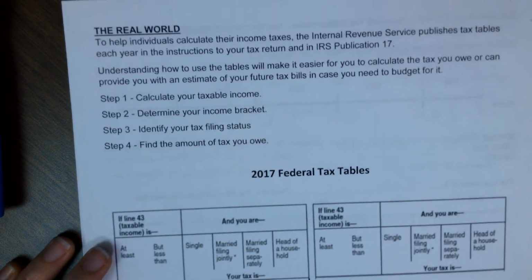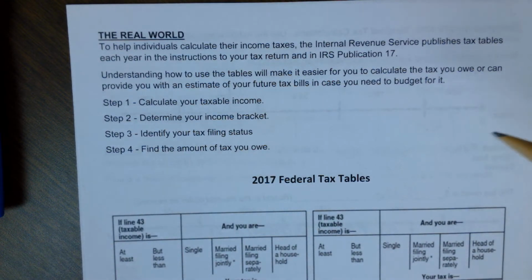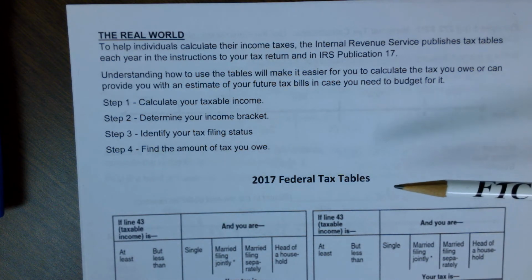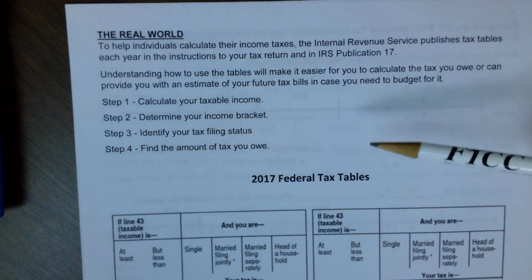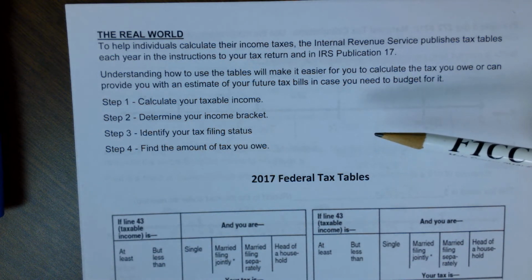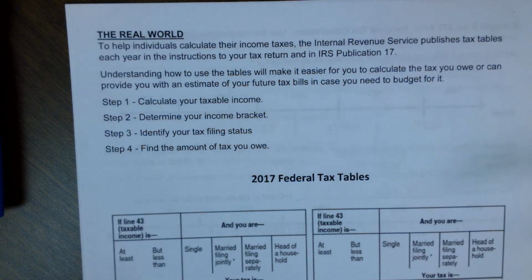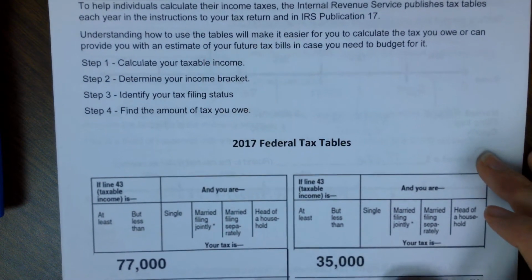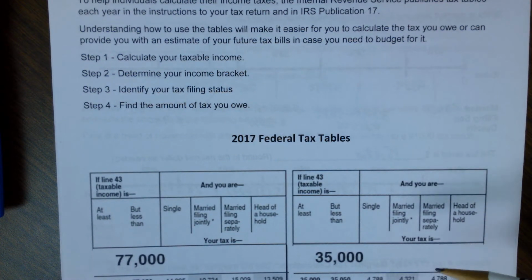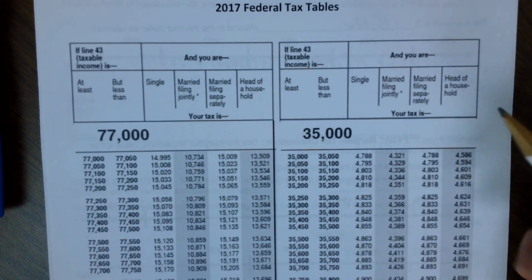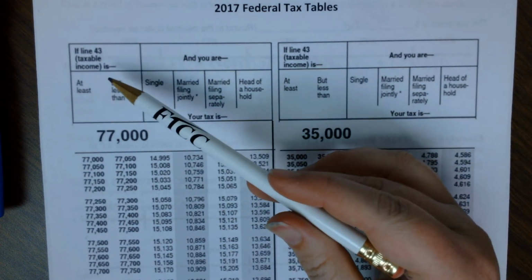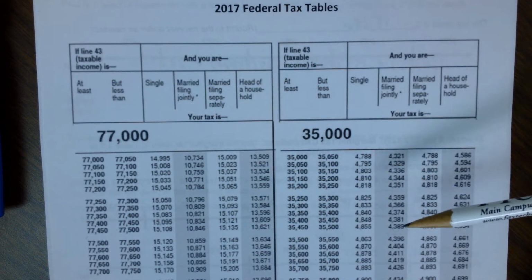Okay, the real world. The IRS will tell you what the tax table is. So if you wanted to, you can go up and look at the 2020 tax tables and see what it is. Sometimes you can find this, which means you don't have to actually calculate anything. If you can figure out what your taxable income is, you can look at this table.